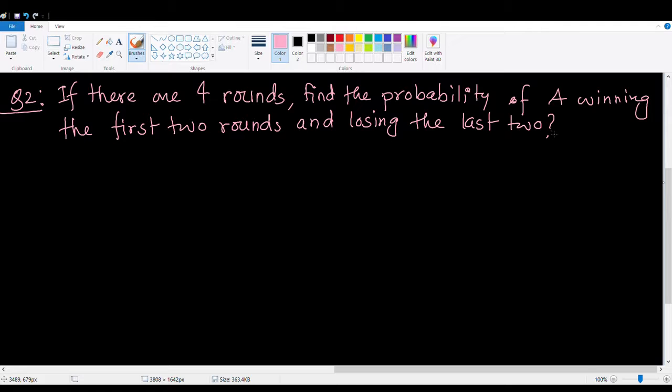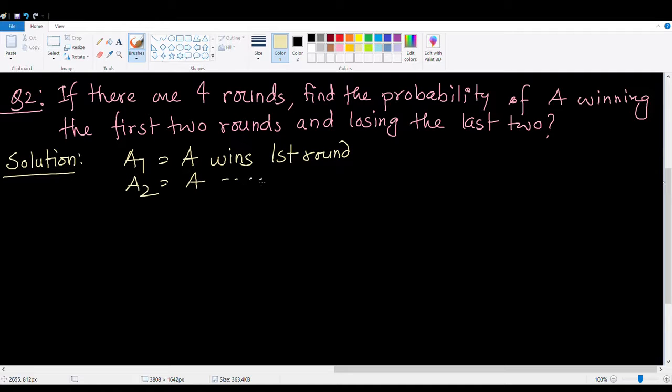If there are 4 rounds of election, then find the probability that A won the first 2 rounds and lost the last 2 rounds. To solve it, again, we are going to define the events properly. So A1 means A wins the first round. A2 for the second round.